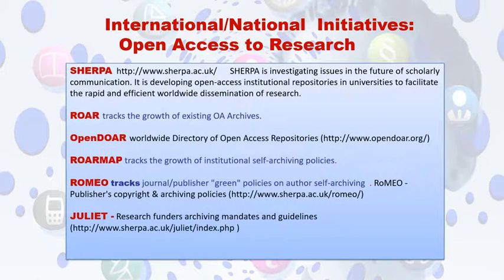Now, there are a number of international and national initiatives for open access to research. You could see Sherpa, ROR, OpenDOAR, Roadmap, Romeo, Juliet. Actually, these are various initiatives to facilitate open access to peer reviewed resources. And you could also see what all repositories are available in the world in the open public domain. You can go to OpenDOAR, you could go to ROAR, Registry of Open Access Repositories, or OpenDOAR, that is Directory of Open Access Repositories.